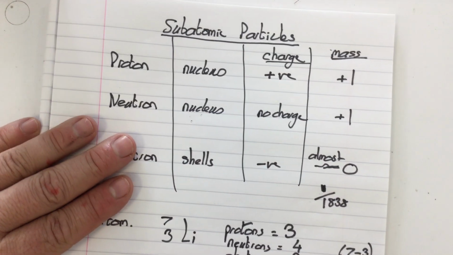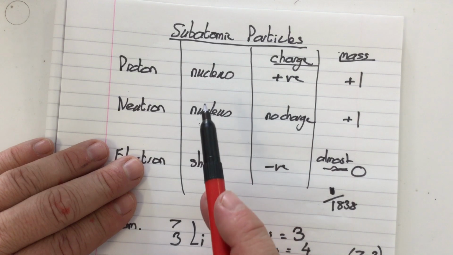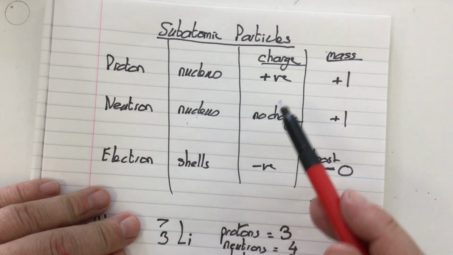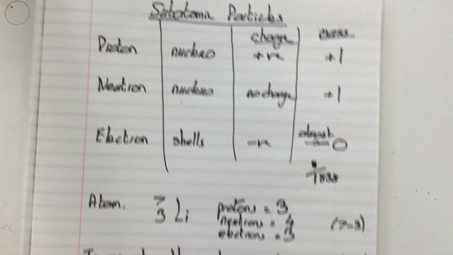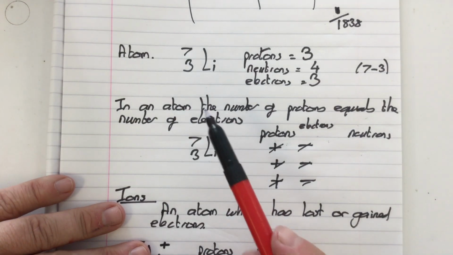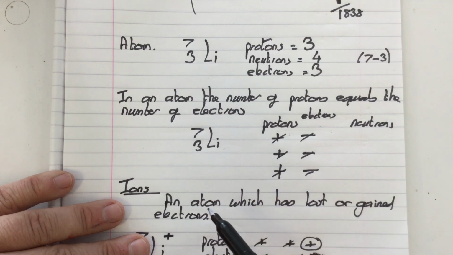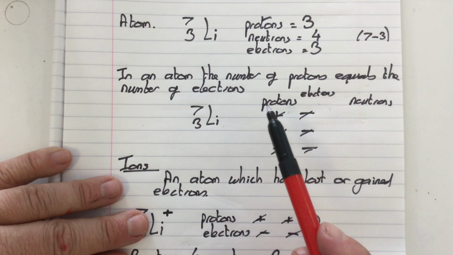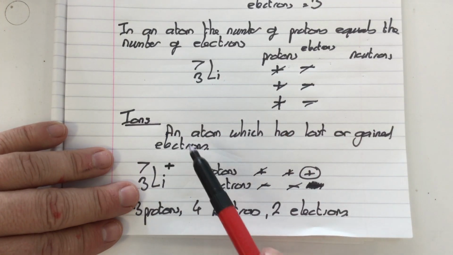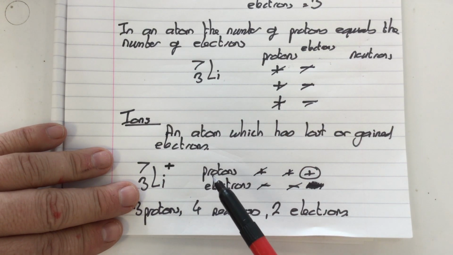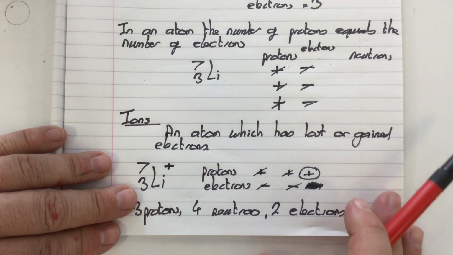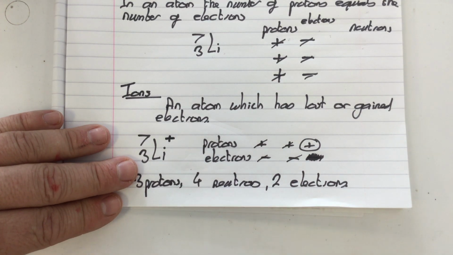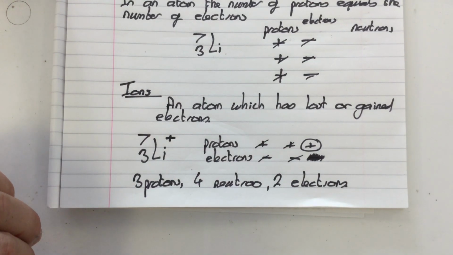We then said that things that you just have to learn: subatomic particles, protons, neutrons, electrons. It's important to know where they are, their charge and their mass. And then it's important to know the difference between an atom and an ion. In an atom, the number of electrons is always the same as the number of protons. In an ion, it means either electrons have been lost or gained. If it's got a positive charge, electrons have been lost. If it's got a negative charge, electrons have been gained.